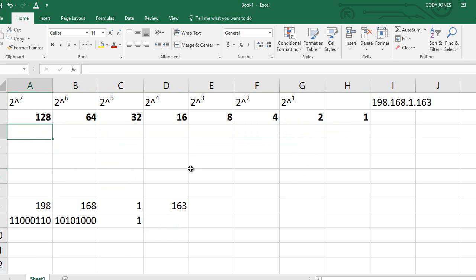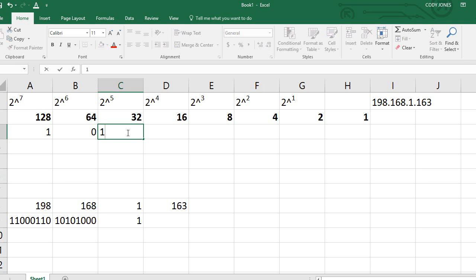Okay, the 163, you've got 128. 163 minus 128, that does work. That's going to leave us with 35. So we've got 35 left after we make that subtraction. 35 minus 64 does not work, so we have a 0. 35 minus 32 does work, so that's a 1. My fault. Yeah, 35 minus 32 gives us a 1 there.